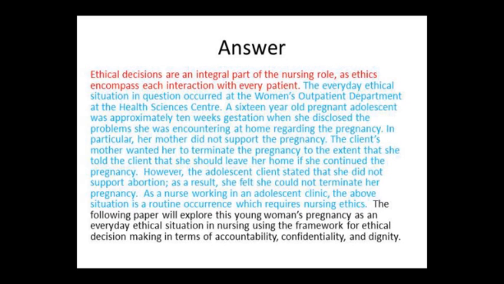On this next page, I'd like you to notice that in the very first sentence of this introduction, we have a very general statement about the way in which this case is linked to the law and ethics course. In the next sentence, we identify that this ethical situation occurred at this particular location, and who the client was in the next sentence, a 16-year-old pregnant adolescent.